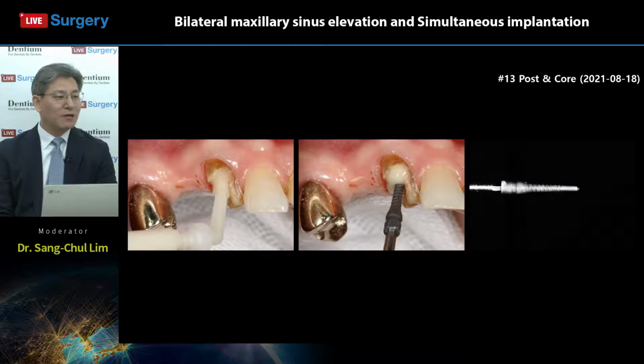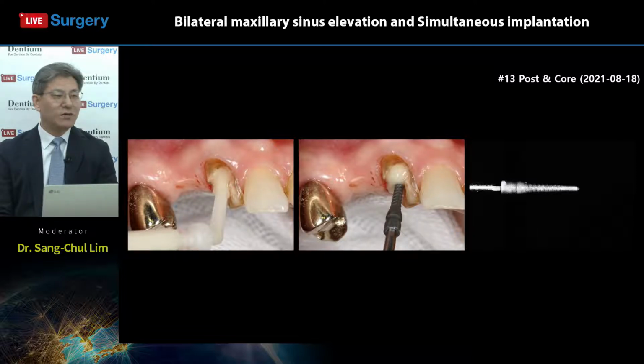About this one, it is actually the Dentium brand new post and core. Actually, this one is made of titanium material, and so light and resilient, very similar to tooth structure. So this one totally compensates for some of the disadvantages of metal posts. Metal posts have some occurrence of tooth fracture after setting in a root canal treated tooth.